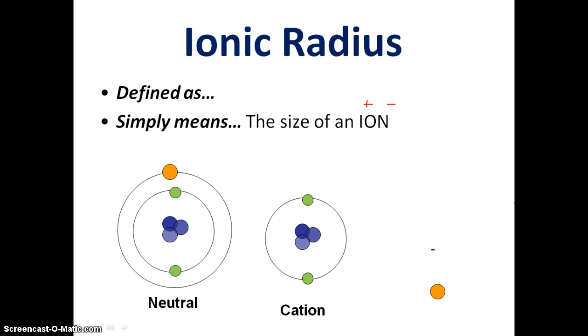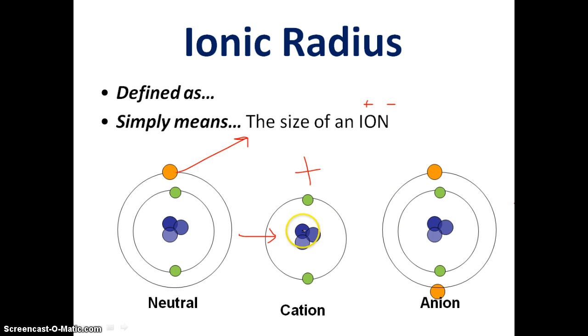All right, so ionic radius again is defined as the size of an ion, and an ion is either a positively charged atom or a negatively charged atom. In this case, this neutral atom lost an electron, so it became this one here. It's a smaller atom. So whenever it loses an electron, think of it like it's losing weight. It's losing mass, and it's going to become smaller.